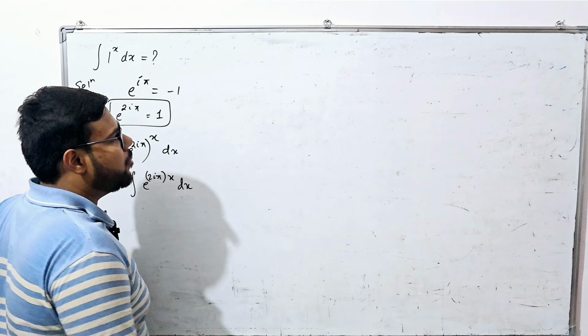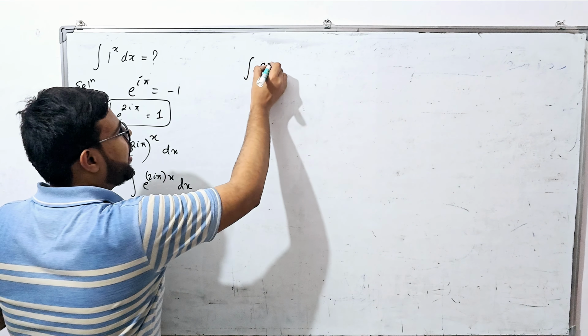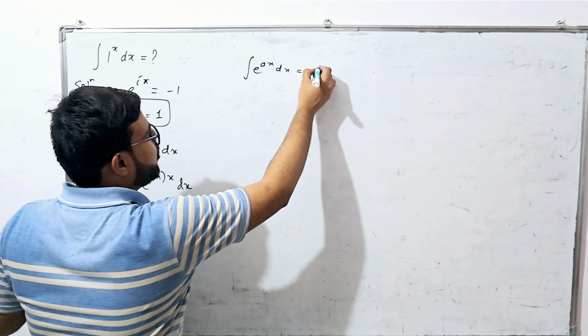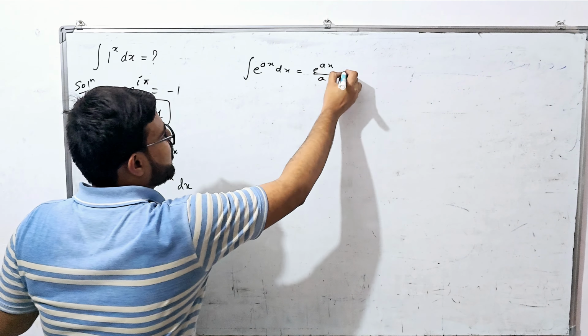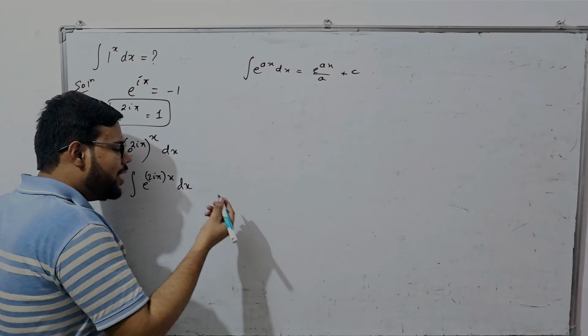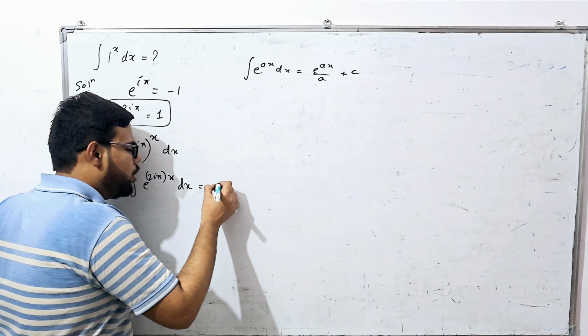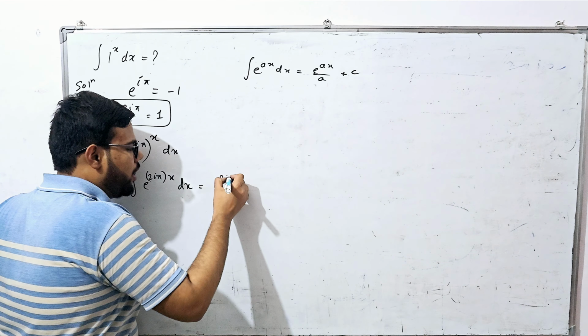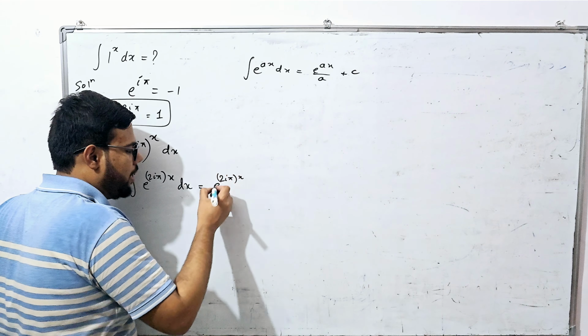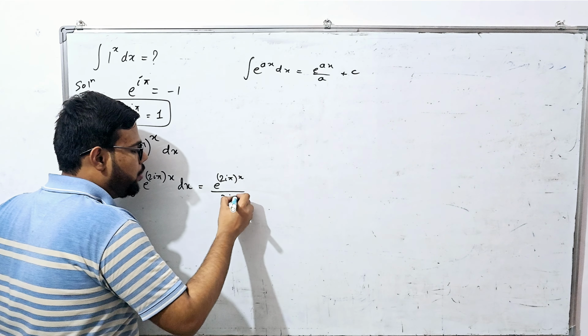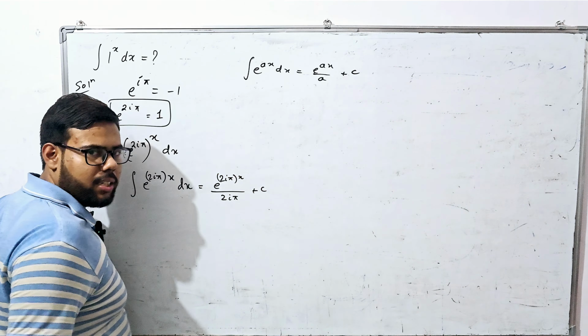Now if you know the formula, the integral of e to the power ax dx is equal to e to the power ax by a plus a constant, then we can clearly write it as e to the power 2i pi multiplied by x divided by 2i pi plus a constant, right?